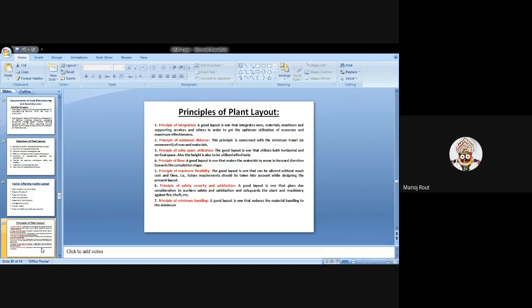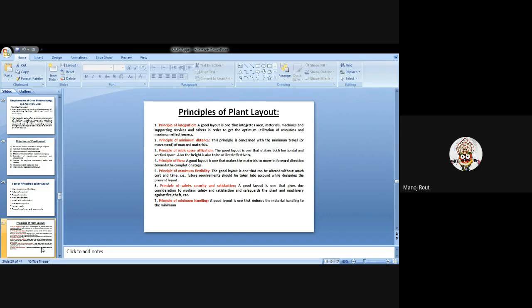The next principle is the principle of maximum flexibility. The layout is one that can be altered without much cost and time. That is, the future requirements should be taken into account while designing the present layout. The next principle is the principle of safety, security, and satisfaction. A good layout gives due consideration to worker safety and satisfaction and safeguards the plant and machinery against fire and theft. And the last principle is the principle of minimum handling.